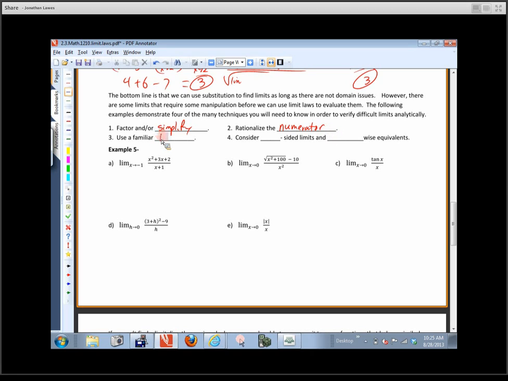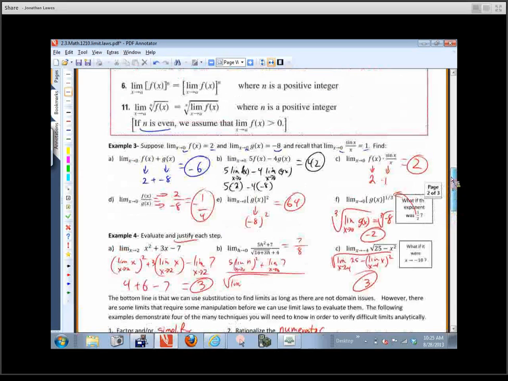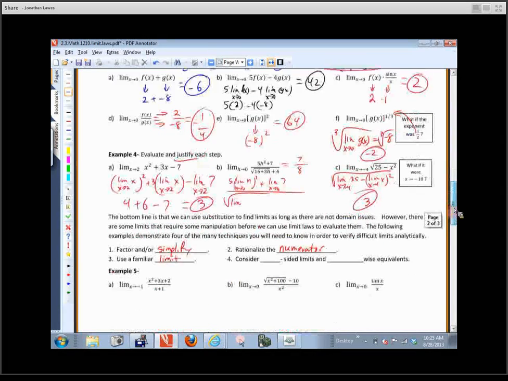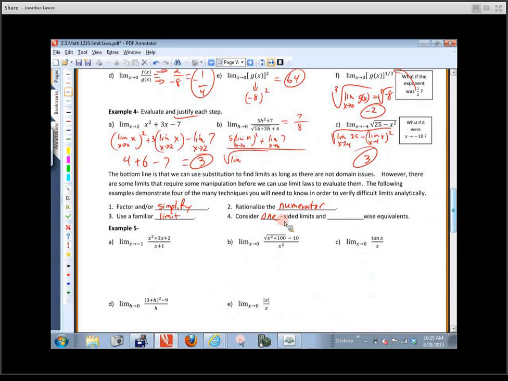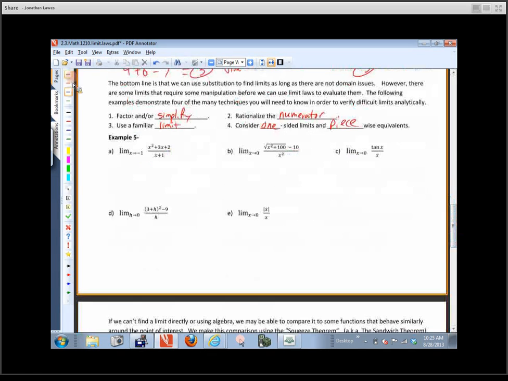Use a familiar limit. Use some of those that we're already aware of, some of those that I mentioned you ought to keep track of, like this one right here: the limit as x approaches 0 of sine x over x equals 1. And consider one-sided limits. If you can't figure out what the two-sided limit is, figure it out from one side and from the other side separately. If it's going to have a limit, the two of those have to agree. So figure out one side, then the other side, and see if they agree. A lot of times we're going to end up using piecewise functions to do that. Let me show you an example of these techniques.